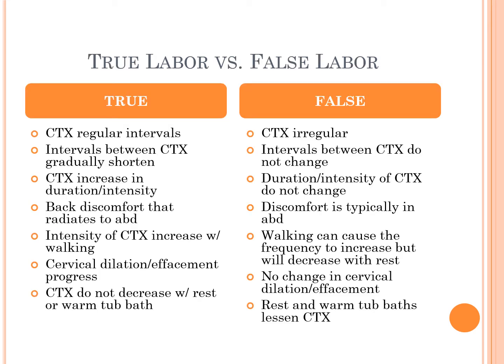So let's look at true labor versus false labor. So with true labor, you're going to see contractions that are regular, so in a pattern, okay, every 3 to 5 minutes. The intervals between contractions usually are starting to get shorter. So maybe they start and they're having them every 10 to 15, and then they go 7 to 10 minutes, and then now they're 5 to 7 minutes, and then 3 to 7 minutes. So you're going to see them get closer and closer. The contractions increase in duration and intensity, so that means they're lasting longer and they're getting stronger.